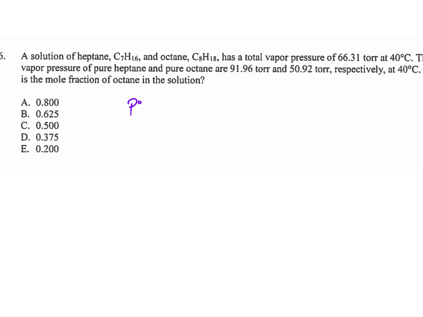The vapor pressure of pure heptane, we're going to do H for that, subscript H, is 91.96 torr. Do you guys think that units matter in this problem? Yeah? So could we use atmospheres? Bar, whatever else, favorite pressure unit. As long as they're consistent, we're fine, okay? So if everything's given in torr, use torr. Vapor pressure of pure octane, we're going to do subscript O for that, is 50.92 torr.